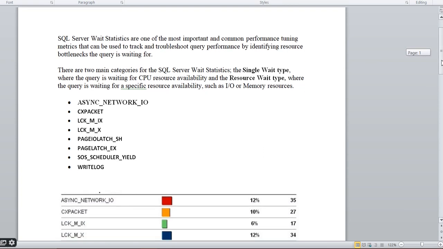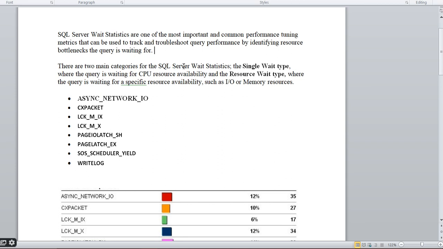So let me start today's session. Firstly, we'll describe what the SQL Server wait type is. SQL Server wait statistics are among the most important and common performance timing metrics that can be used to track and troubleshoot query performance by identifying the resource bottleneck the query is waiting for. Whenever a query is waiting, the wait statistics identify the bottleneck of that particular query.